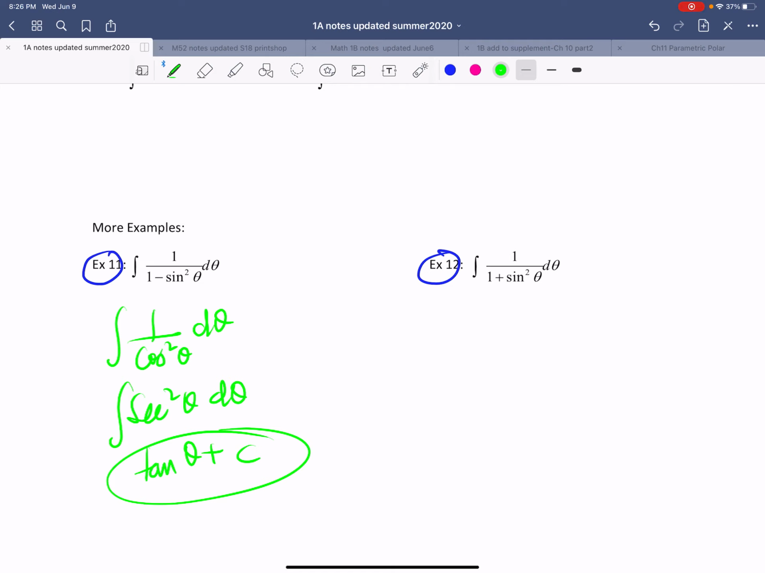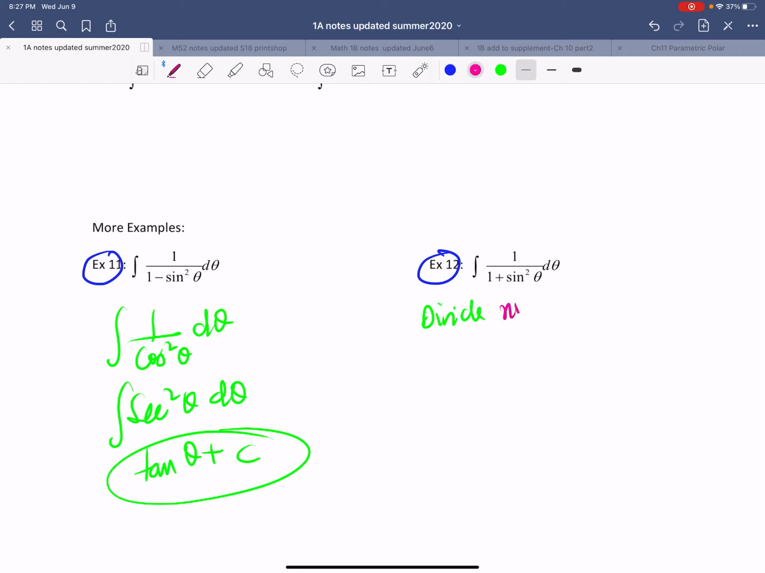By sine squared theta or by cos squared theta. Let's go ahead and divide. Rationalizing is not going to help. It's going to give me 1 minus sine to the 4th theta, and that's not going to take me anywhere. So let's go ahead and divide numerator and denominator by cos squared theta.